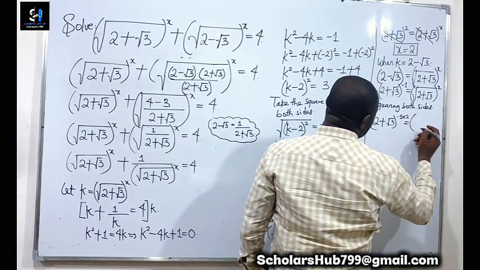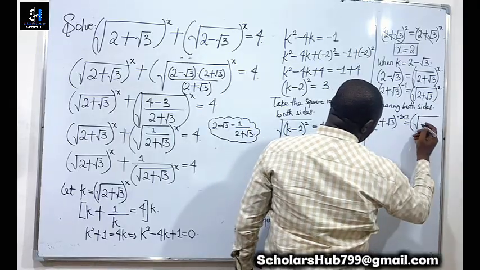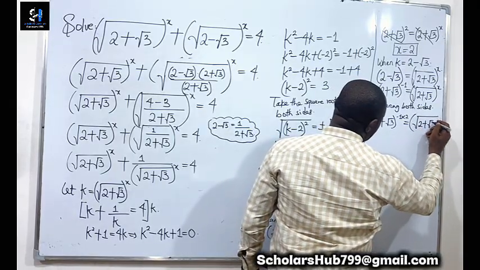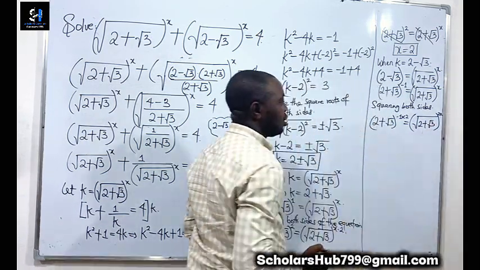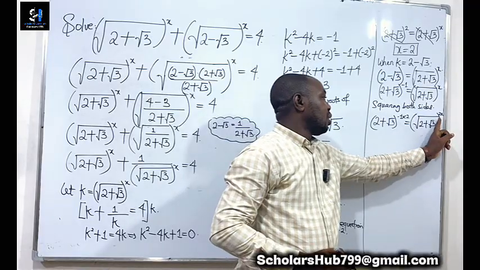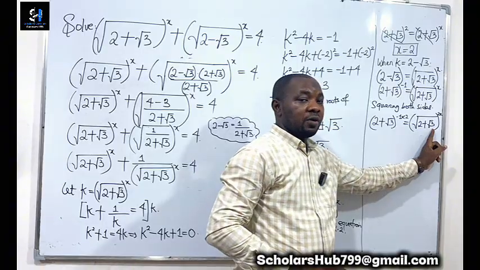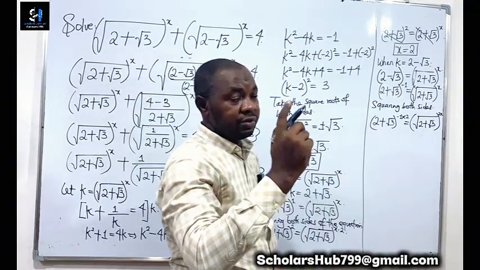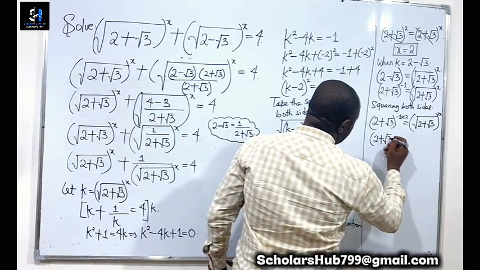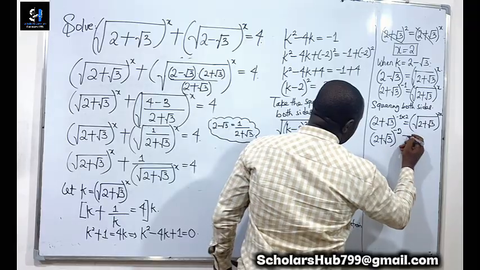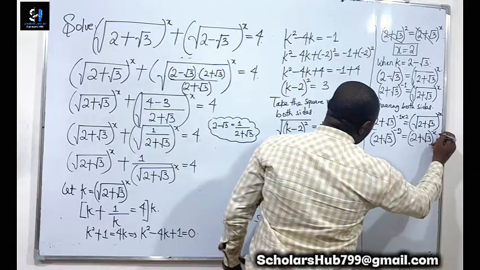That will be equal to the x power of radical 2 plus root 3, raised to the power of 2x. Now, when we square the square root of radical 2 plus root 3, of course, this will become 2 plus root 3 raised to the power of x. So in this case, we have 2 plus radical 3 raised to the power of minus 2, which equals 2 plus radical 3 raised to the power of x.